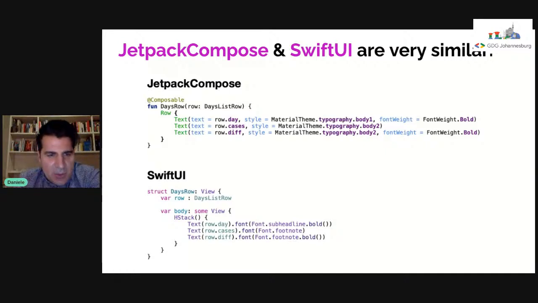In Jetpack Compose, we have a component called Row, which is the equivalent of a horizontal linear layout in the traditional Android UI. Then we have 3 text elements inside this layout. Similarly, in SwiftUI, we have this other component called HStack, which is exactly the same thing, the equivalent of Row. And you also see you have 3 text elements inside.